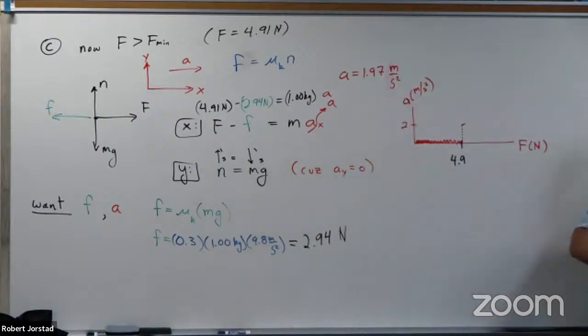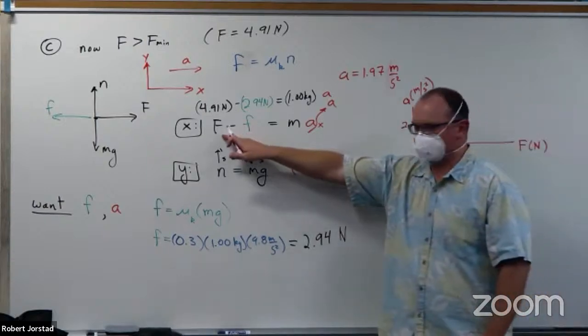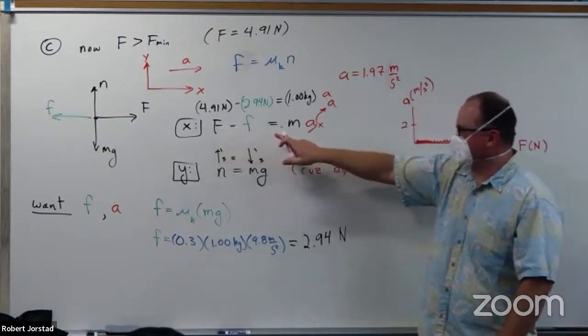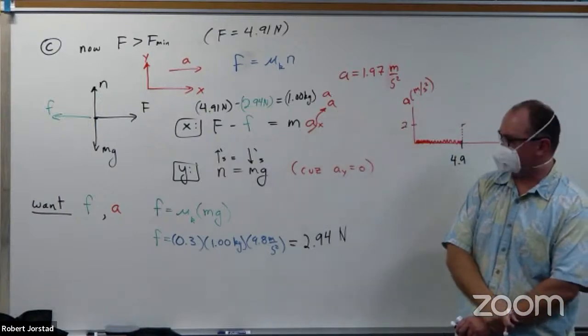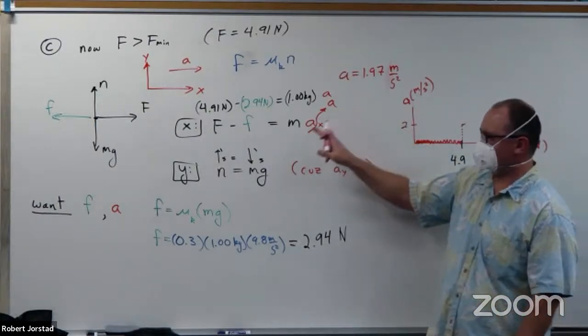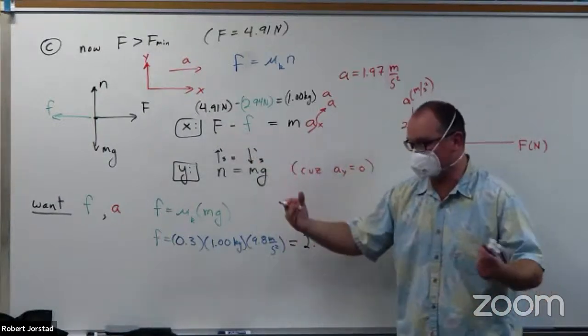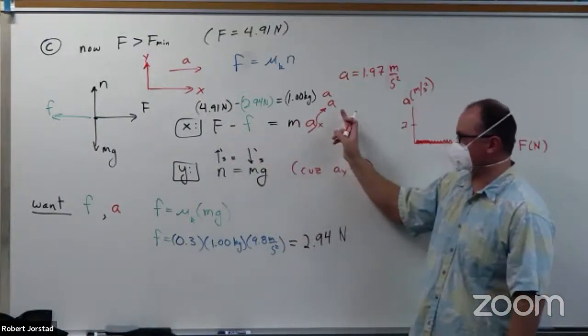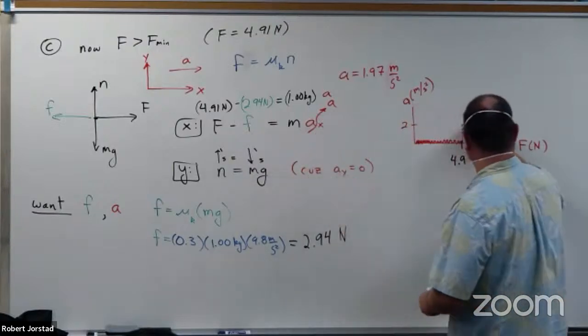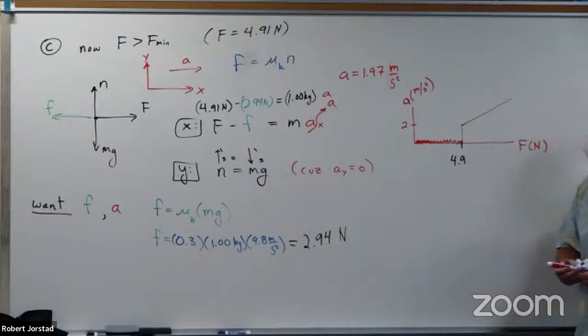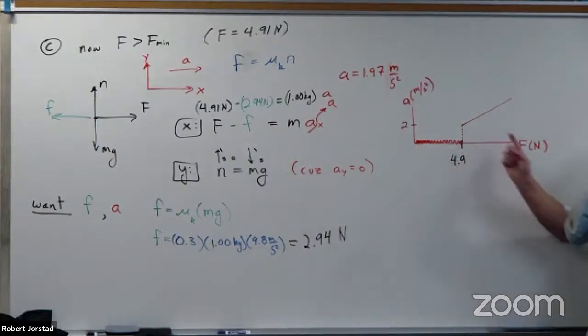Can you tell if it's quadratic or linear? If you increase the force linearly, will the acceleration increase linearly or quadratically? What do you think? Does A depend on F to the 1, F squared, F square root, e to the F? F to the 1, it's linear. It's going to look something like that. This is a weird plot.